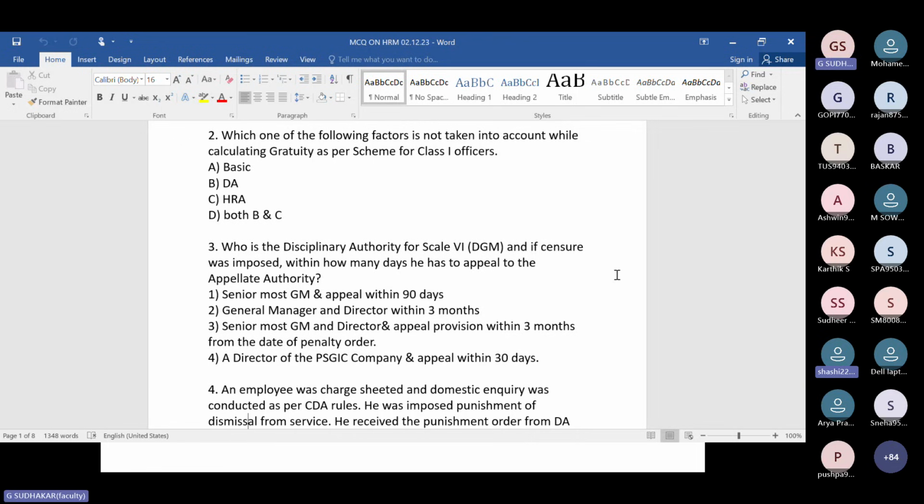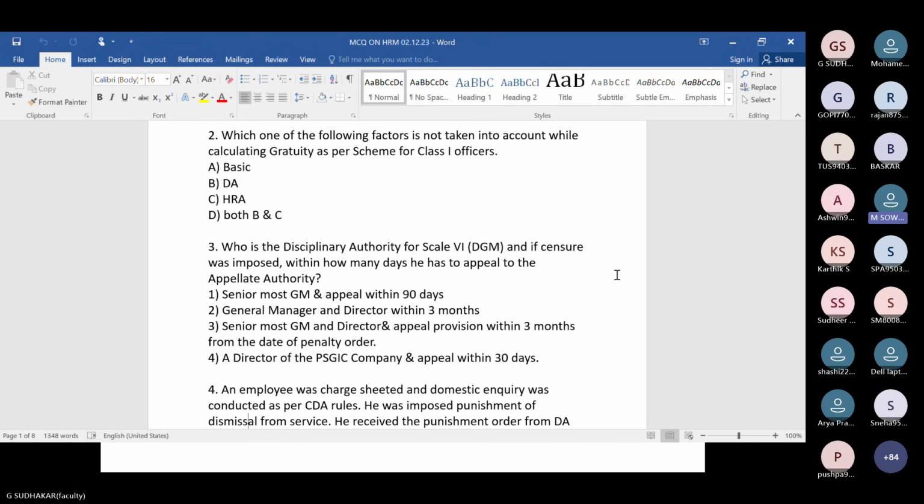Okay. So the question is two parts. One is who is the disciplinary authority, and the other is who is the appellate authority. Your answer? Number one, senior most GM, and appeal within 90 days is the answer. You have not read well. It is 3, sir.